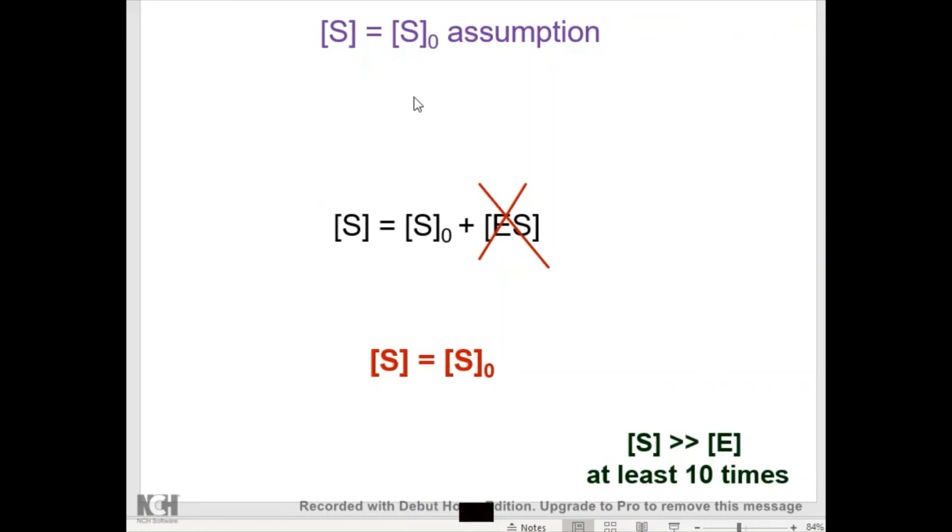This is true only if the initial substrate concentration is much greater than the initial enzyme concentration, so at least 10 times greater. In this case, only a small fraction of substrate will be bound to the enzyme, no matter what is the affinity of enzyme to substrate, and we can neglect this term in the equation, stating that substrate concentration equals initial substrate concentration.